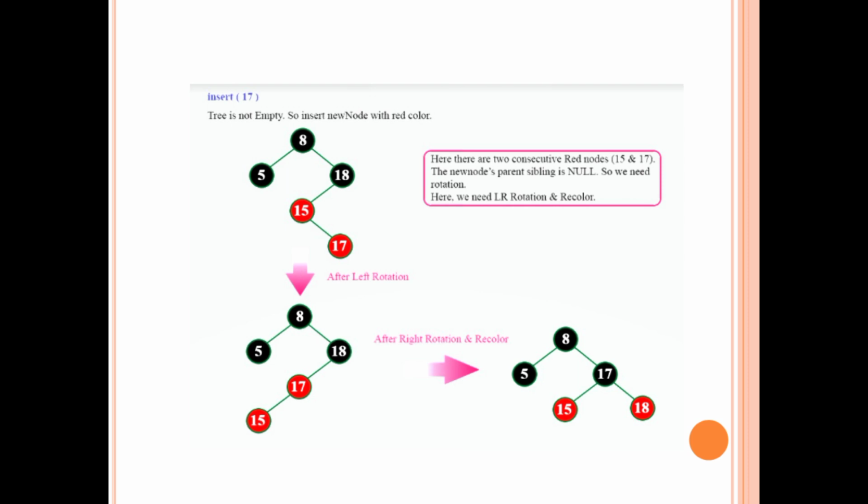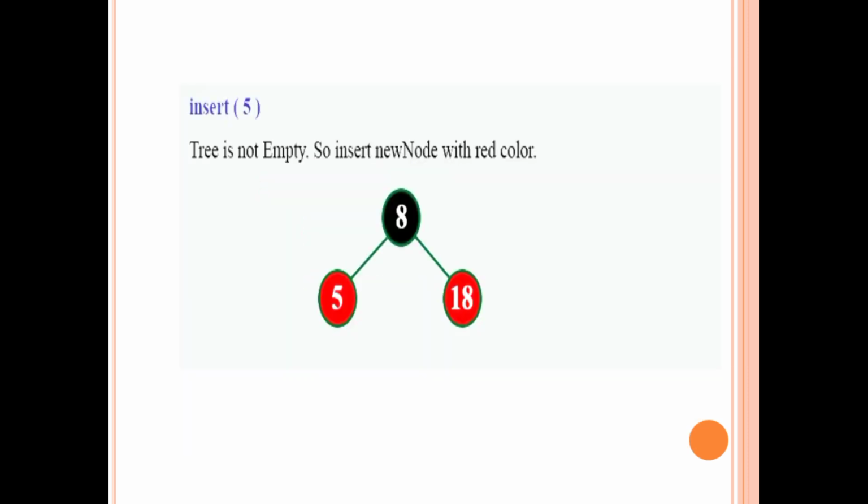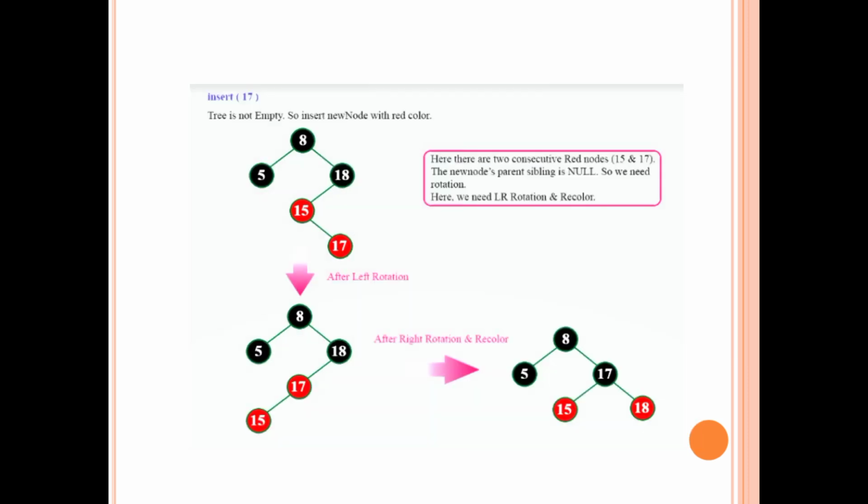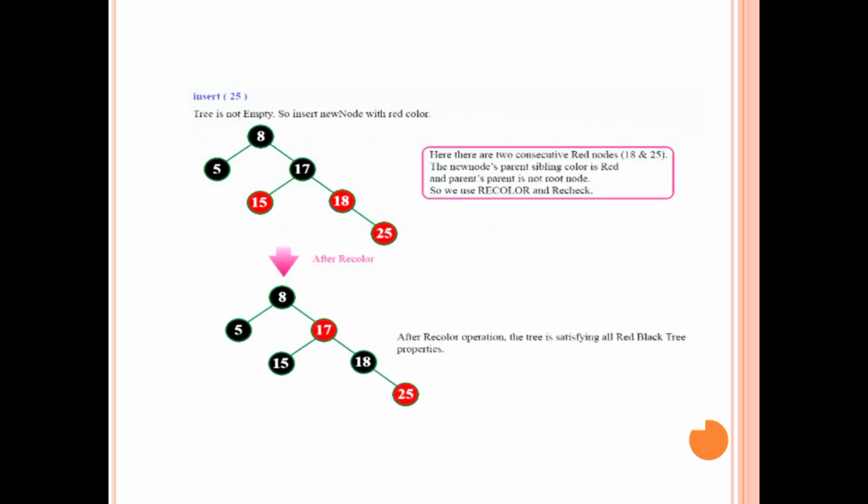Then we do the recoloring. Here 17 is a red color. We have to change that. We simply change it to black color. And this is the insertion of 17.